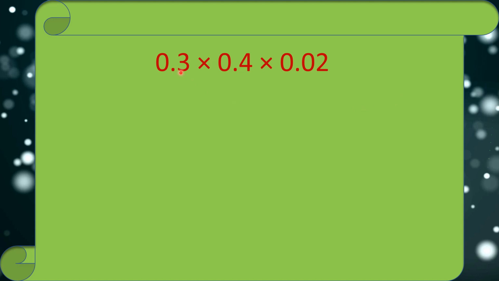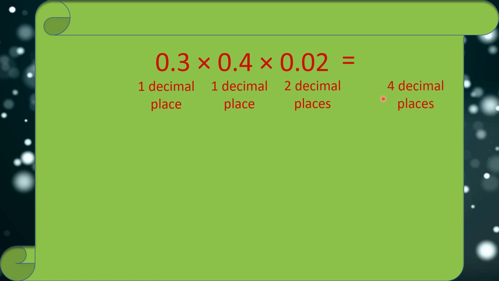So in this first decimal number, there is one decimal place. In the second, 0.4, again one decimal place. In 0.02, two decimal places. So in product there should be how many decimal places? 2 plus 1 plus 1. It means 4 decimal places should be in product.